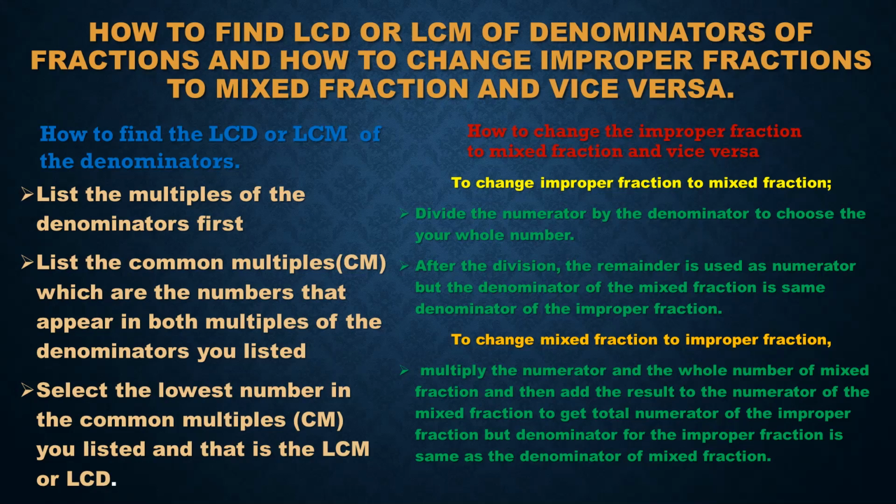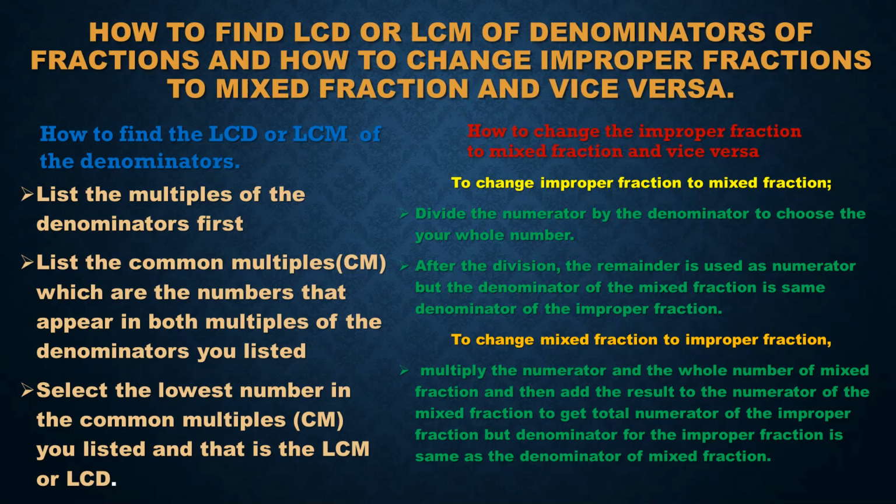How to change an improper fraction to a mixed fraction and vice versa. To change an improper fraction to a mixed fraction, the first thing you do is divide the numerator by the denominator to get your whole number. The first answer that you get is the whole number. After the division, the remainder is used as the numerator, but the denominator of the mixed fraction is the same as the denominator of the improper fraction.